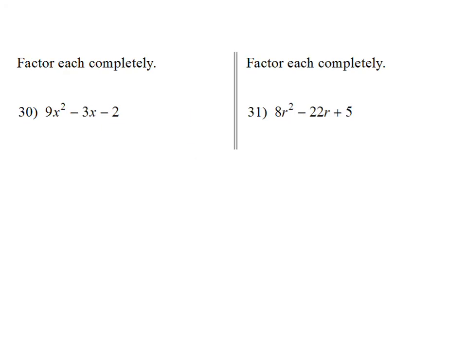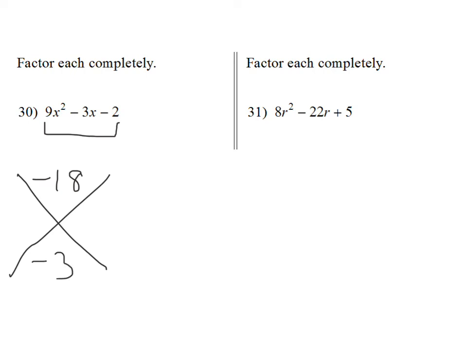Here we have to use the x box method. So we have to multiply the 9 and the negative 2, which is a negative 18, to get the negative 3. So what factors of a negative 18 add up to a negative 3 are negative 6 and positive 3. So now we have to put that in the box.